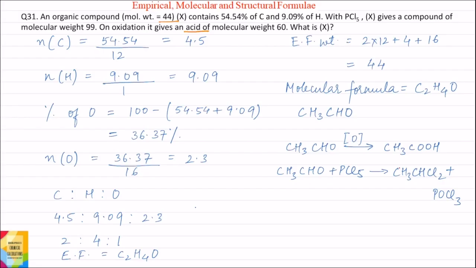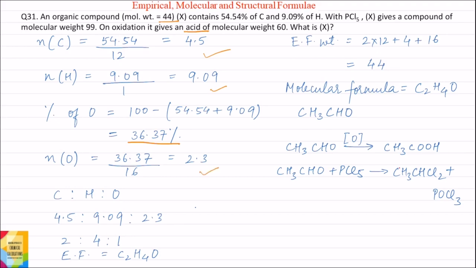Percentage composition of carbon and hydrogen is given. Subtracting the sum of the percentages of carbon and hydrogen from 100 will give the percentage of oxygen. Now whatever percentage composition is given, for example percentage of carbon, we will divide by atomic weight of carbon, so we get moles of carbon, which is 4.5 moles. Percentage of hydrogen divided by atomic weight of hydrogen gives moles of hydrogen, which is 9.09 moles. Similarly, percentage of oxygen divided by atomic weight of oxygen gives moles of oxygen, which is 2.3 moles.